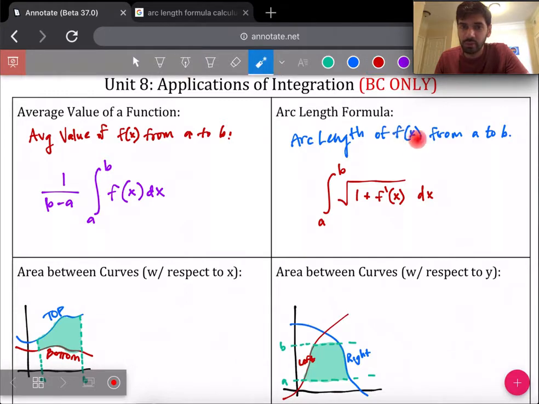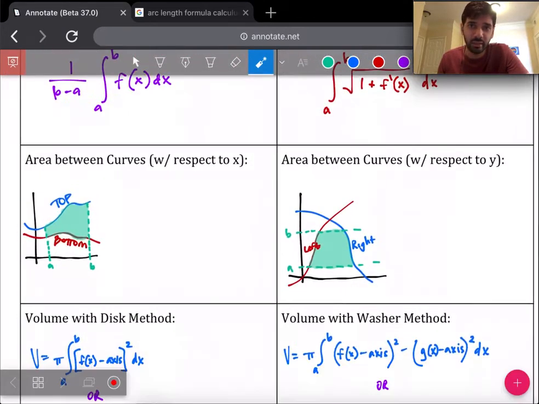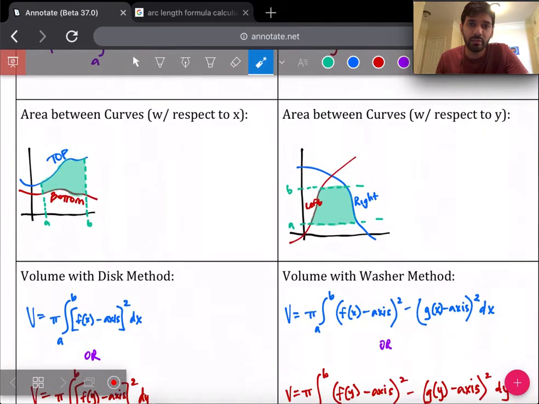The one thing you would need to do, a little piece of work here, is if you're given the original function, you would have to take its derivative. That's about it. But the derivative goes right here, 1 plus that, square root it from A to B. That's your arc length. Okay, the next applications of integration were area and volume.